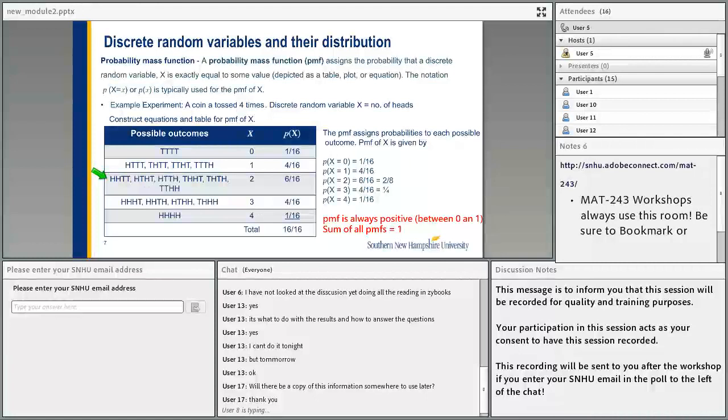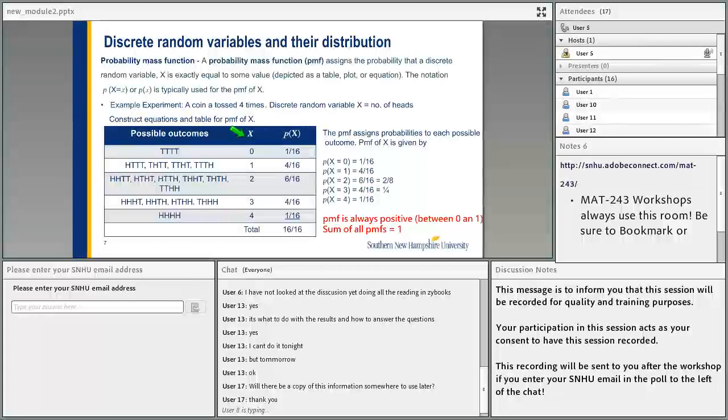The third row, I have 2 heads and 2 tails. So I have 6 different combinations that can happen. And the discrete random variable is 2, and the probability is going to be 6 over 16. Then we can have 3 heads or 4 heads. So this is a table with all the possible outcomes, my random variable x, and the probability associated with it.